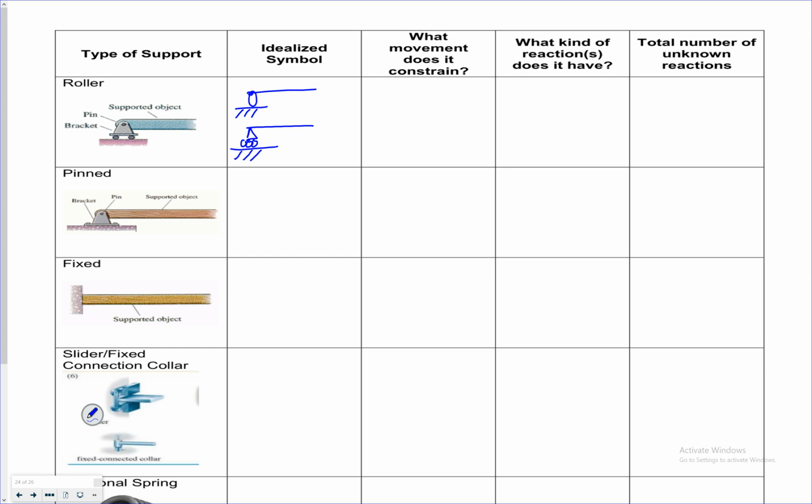If you recall, the only movement a roller constrains is movement in the vertical direction, or Y direction. Consequently, the reaction preventing that movement is a force in the Y direction. And that means the only unknown reaction at that support is 1, because we know that the force in the X direction and the moment about Z are 0. So we only have one unknown in a roller support.